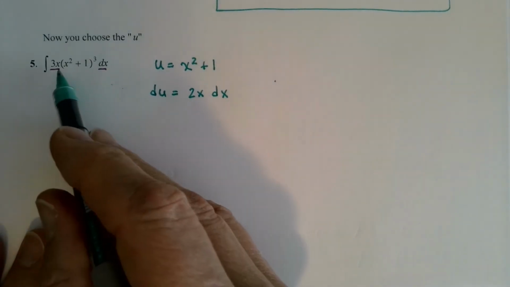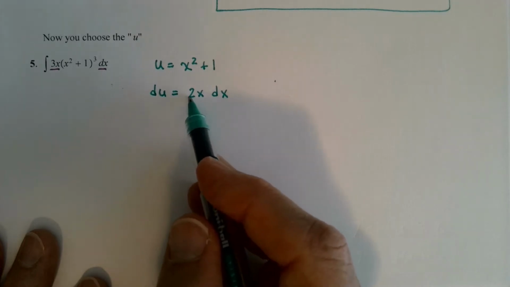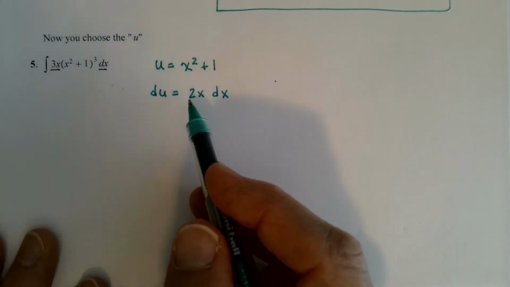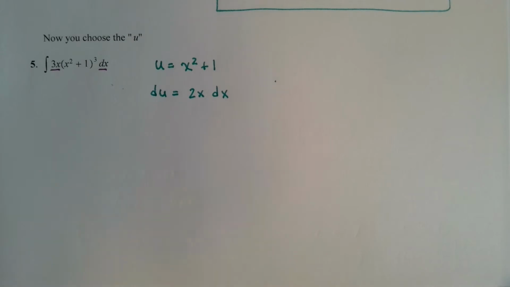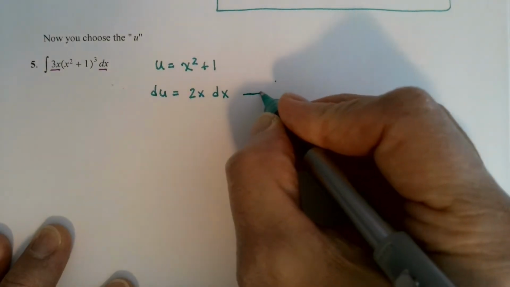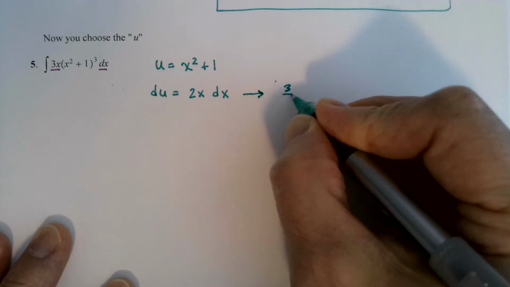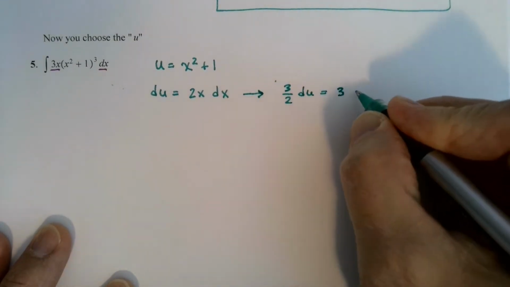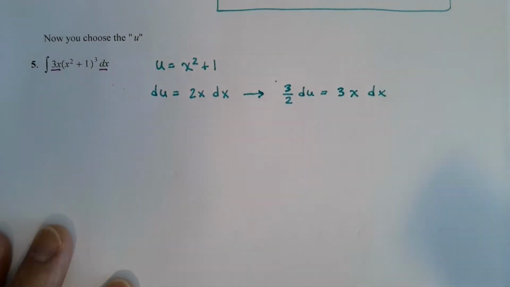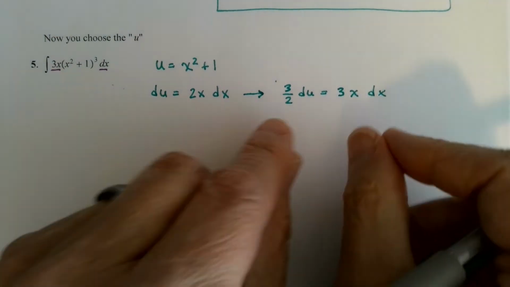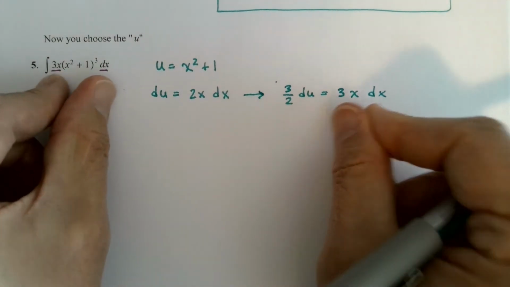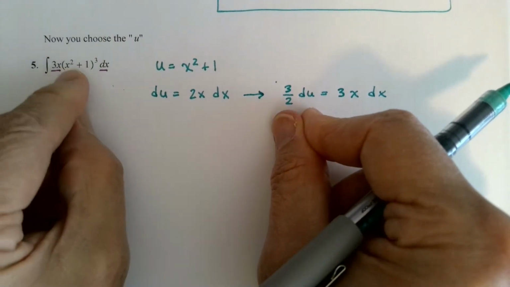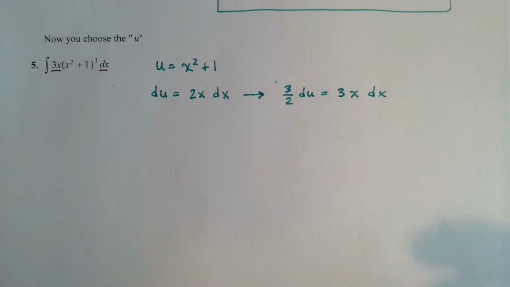I like to just get the 3 here. How do I get a 3? How can I multiply anything times 2 and get 3? Is that possible? Yeah. Multiply by 3/2, right? 1.5. So if I multiply both sides by 3/2, I get 3/2 du here, and 3/2 times 2 is just 3x dx. That's the way I like to do it. I like to balance everything out there so that I know I got everything covered. I got the 3x dx covered here. That's the 3/2 du, and the x squared plus 1 cubed, that's just going to be the u cubed.